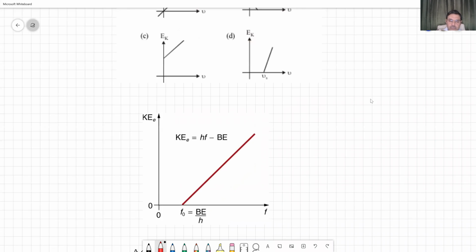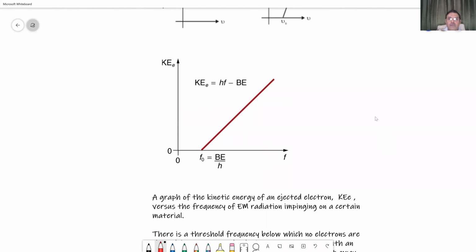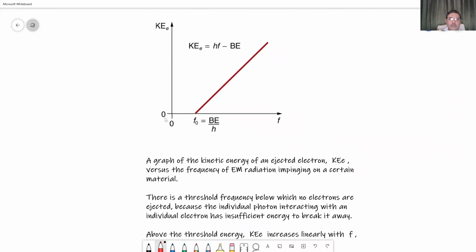So here is the experimental graph of the photoelectric effect. You can see on the vertical axis, we have the kinetic energy of the emitted electrons. And at the bottom, on the x-axis, we have the frequency of the incident light.